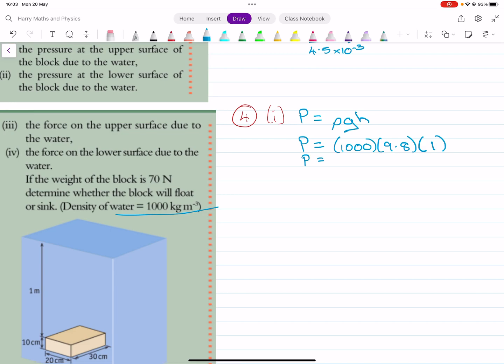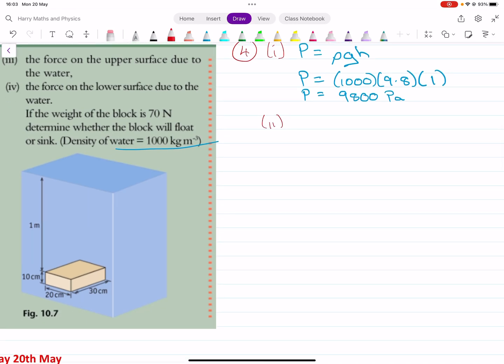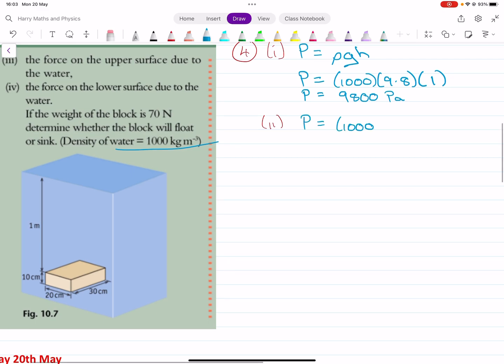So that's going to be 9,800 pascals. Okay, part 2, the pressure at the lower surface. Okay, so it's all going to be the same, 1,000 by 9.8, except the height is now going to be an extra 10 centimeters, so it's 1.1.